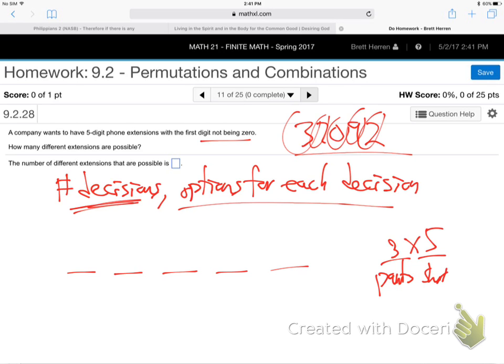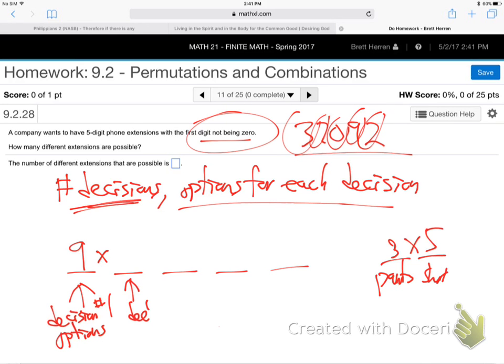For decision number 1, how many options? Only 9, because I couldn't pick 0. Remember, the first is not 0. So I could pick 1 through 9. I could not put 0 in the first spot. I had to pick 1, 2, 3, 4, 5, 6, 7, 8, or 9. I had 9 options, didn't I? How about for my second? These are going to be multiplied. How many options for decision number 2? 10. I could have picked 0 or 1 through 9.